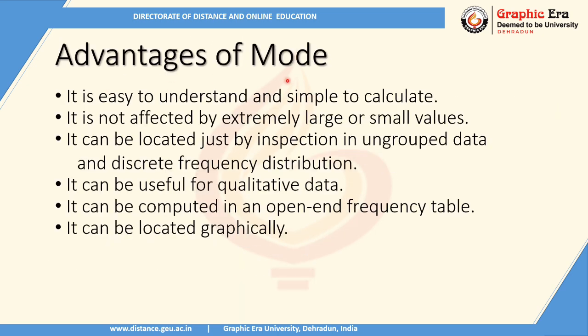So the advantages of mode: it is easy to understand and simple to calculate. It is not affected by extremely large or small values. It can be located just by inspection in ungrouped data and discrete frequency distribution. It can be useful for qualitative data. It can be computed in an open-end frequency table. It can be located graphically.